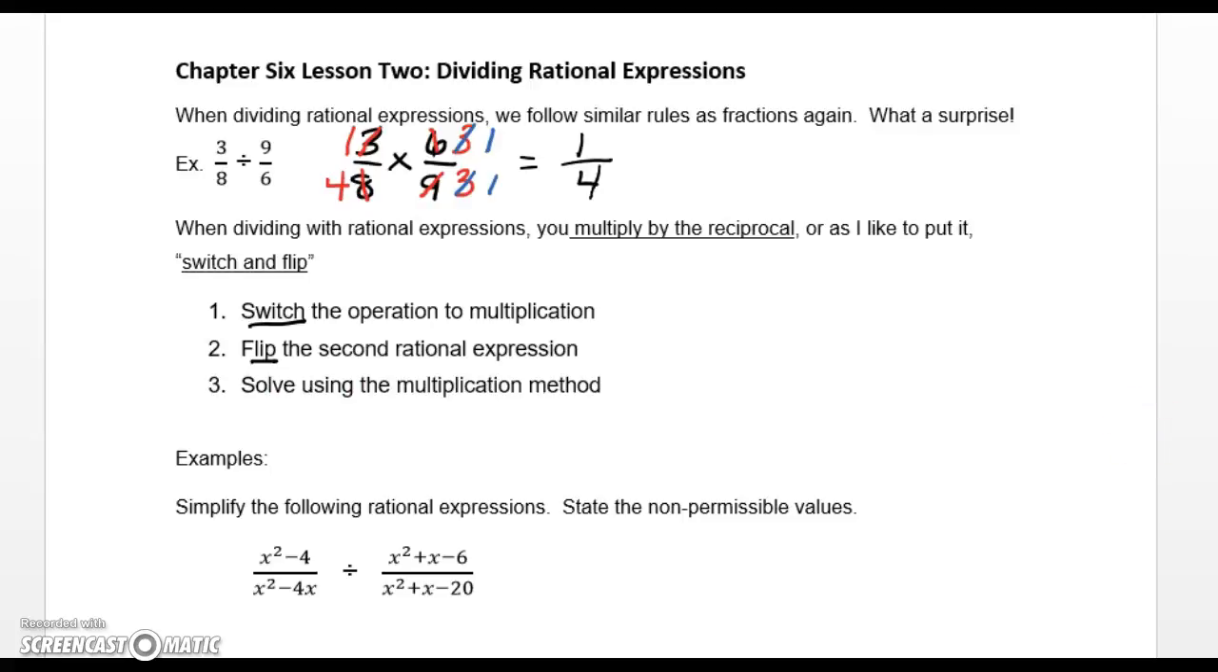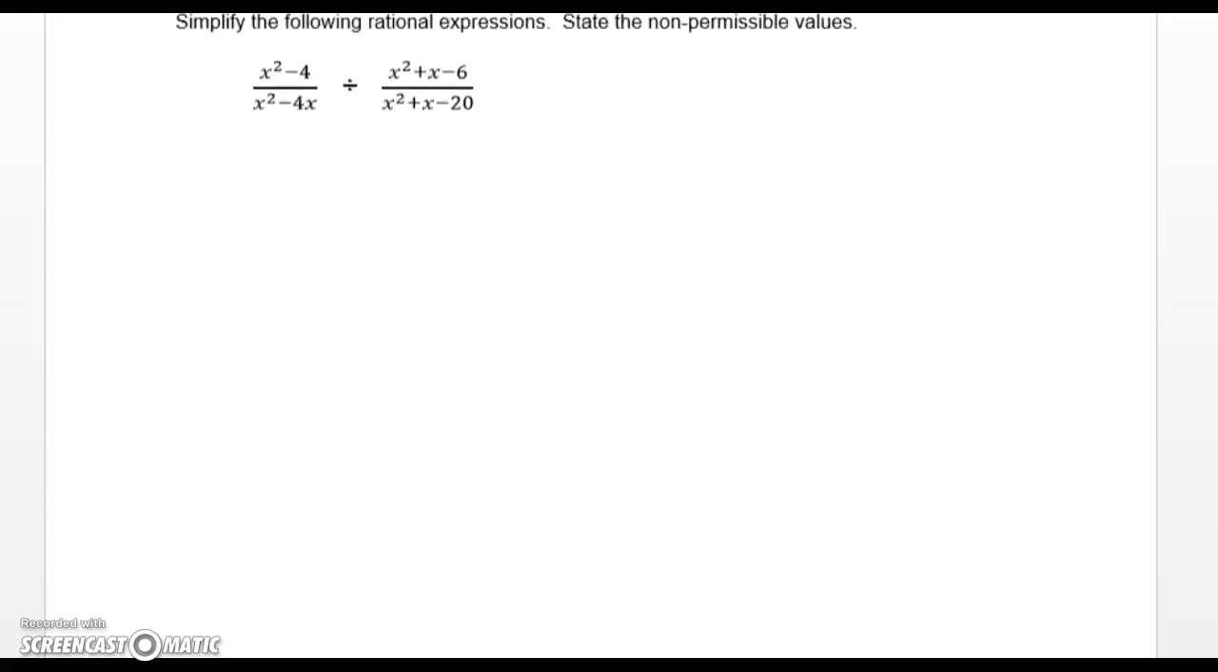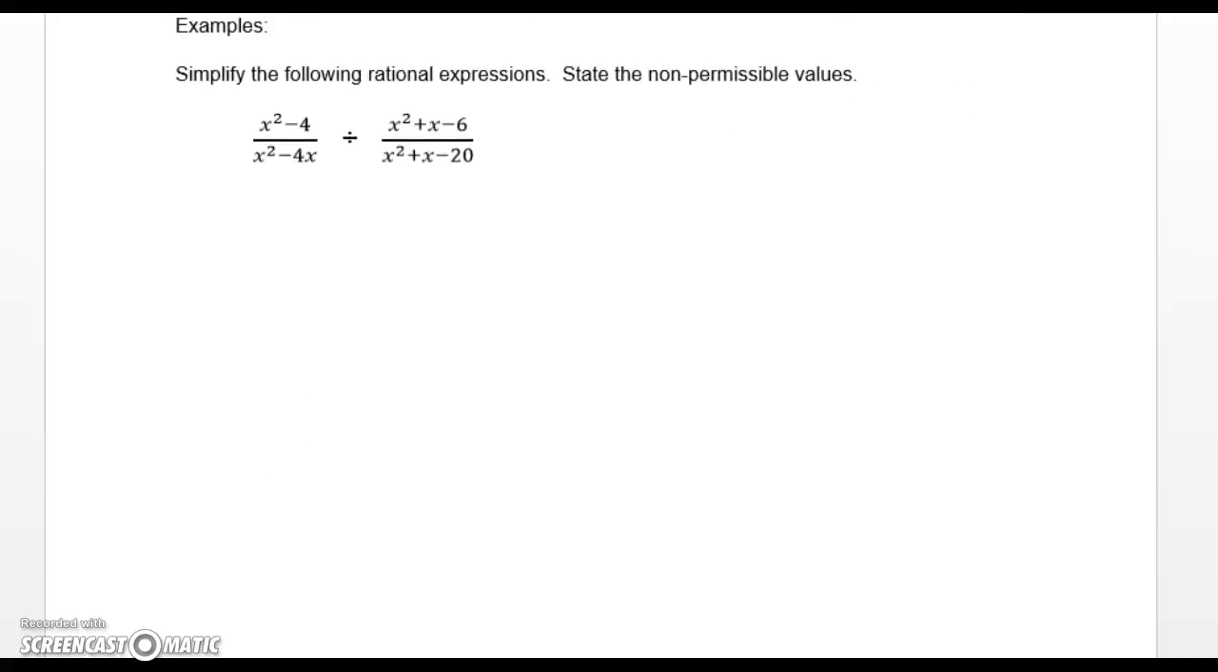So we're going to look at the first example in your notes, working with the non-permissible values and actually dividing fractions. So here we're going to simplify the following rational expression. Then we're going to state the non-permissible values. And I typically like to start with the non-permissible values first, just because it allows me to work with each of those denominators or each of those little areas separately.